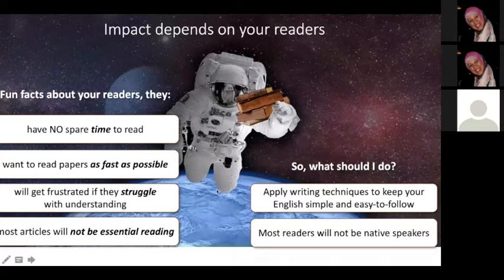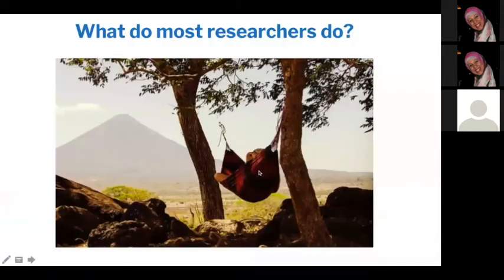So your impact depends upon your readers, keeping your readers in mind at all times throughout the writing process of your papers. Now, this is me sitting in a hammock after my papers get published. What do most researchers do when their papers get accepted for publication?